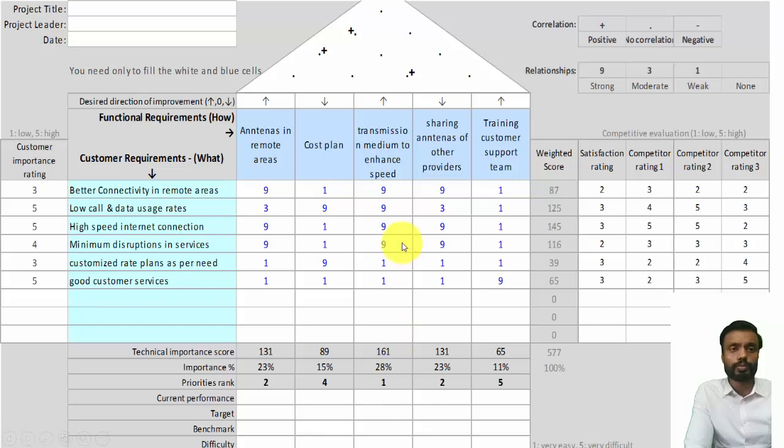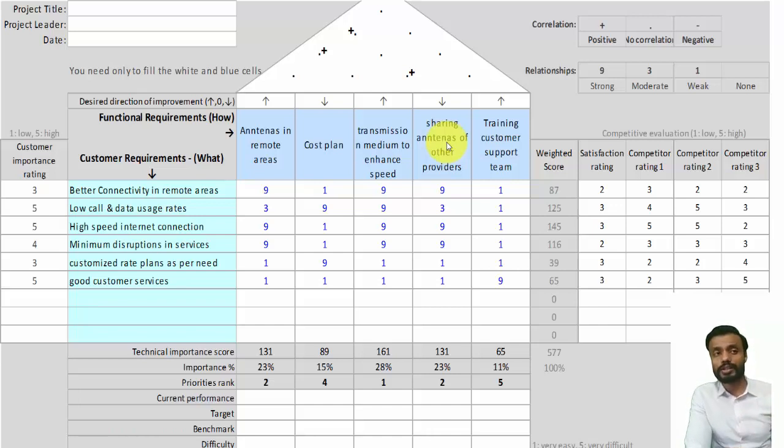The second priority is given to sharing of antennas with other service providers. I should be working on this area. Shall I increase? Shall I decrease? There has to be an initiative driven on this area. So guys, that could be your Six Sigma initiative, your robotic process automation, or any digital transformation you want to go for. But that is how you would arrive at your focus area. That is the whole objective of QFD.